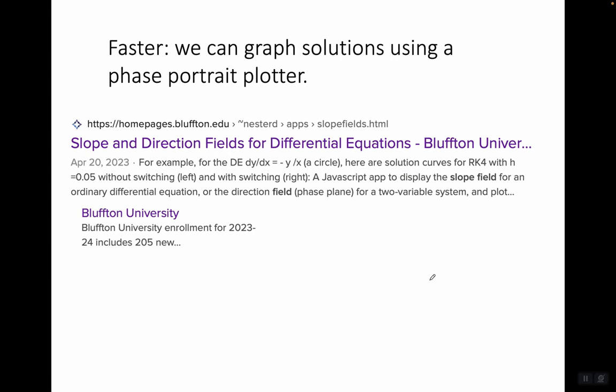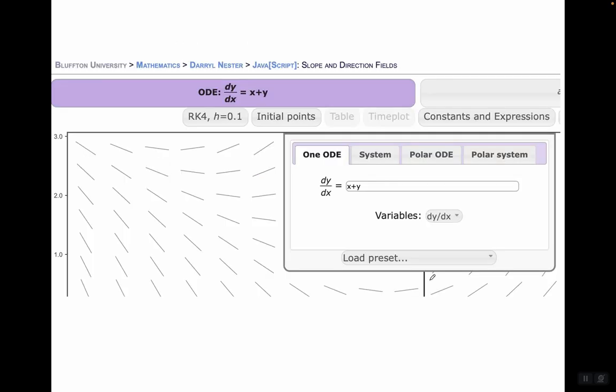What's faster is graphing solutions using a phase portrait plotter. Just enter phase portrait plotter into a search engine like Google, and you'll end up with something. I like this one out of Bluffton University, but there are lots of them online. Okay, this is what you get. It's a phase portrait plotter.